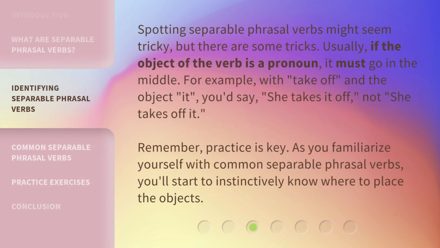Spotting separable phrasal verbs might seem tricky, but there are some tricks. Usually, if the object of the verb is a pronoun, it must go in the middle. For example, with take off and the object, it, you'd say, she takes it off, not, she takes off it. Remember, practice is key. As you familiarize yourself with common separable phrasal verbs, you'll start to instinctively know where to place the objects.